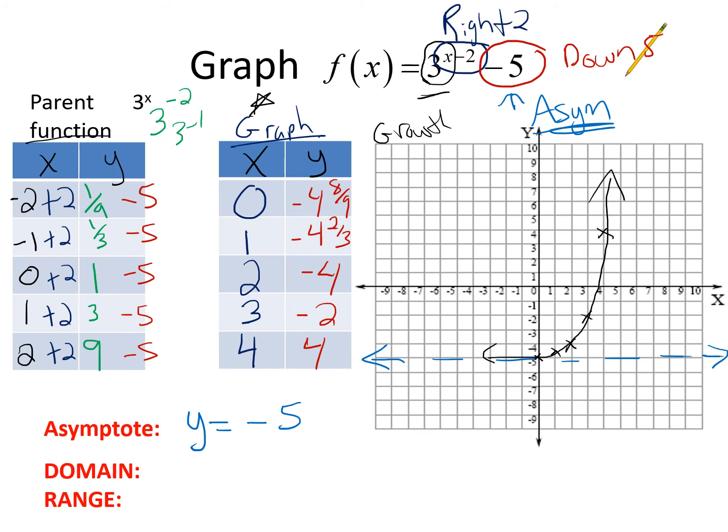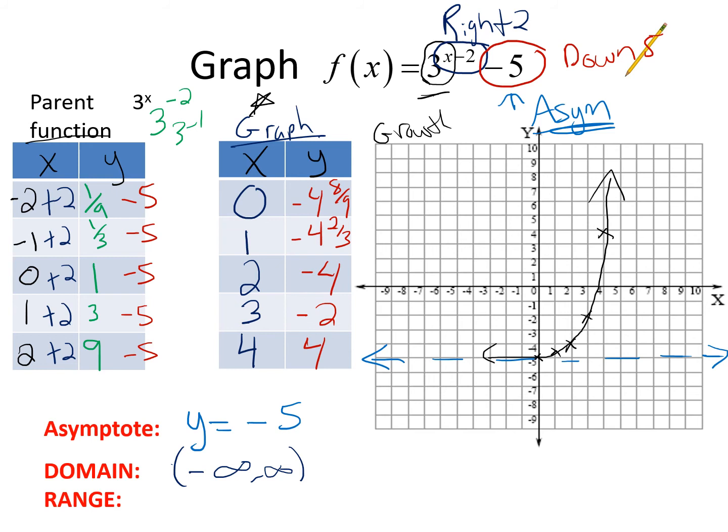Now we need to talk about that domain and range. So if I look, I have arrows on both sides. I can have any value I want. Remember, for x, I could have picked anything I want. So that's going to be negative infinity to infinity all the time, you guys, every time.